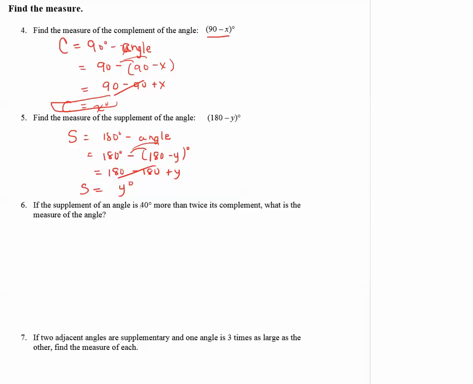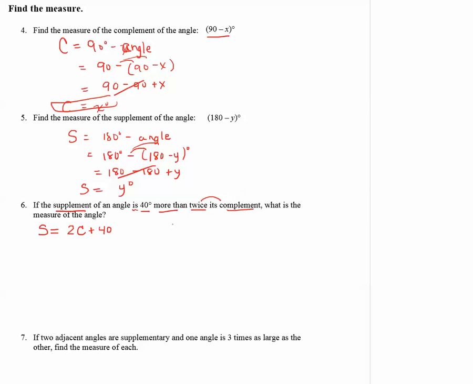Now, if the supplement of an angle is 40 degrees more than twice its complement, what is the measure of the angle? Let's begin by translating this expression using some algebra. For supplement, I'll say S. The supplement of an angle is, and when you see the word is, that's equals. Supplement equals 40 more than twice the complement. Twice the complement is 2 times the complement, so 2c. 40 more than that: 2 times the complement plus 40 is equal to the supplement.